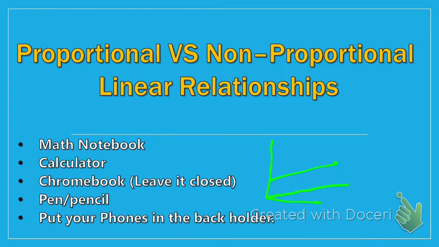So just look at that line up there. The one that's not going through 0, 0, that one is not proportional. And this is why when you did your task yesterday, some of you were having a rough time trying to figure out the cost of a ticket, because it didn't begin at 0, 0. Okay? So we're going to compare the differences between proportional and non-proportional.